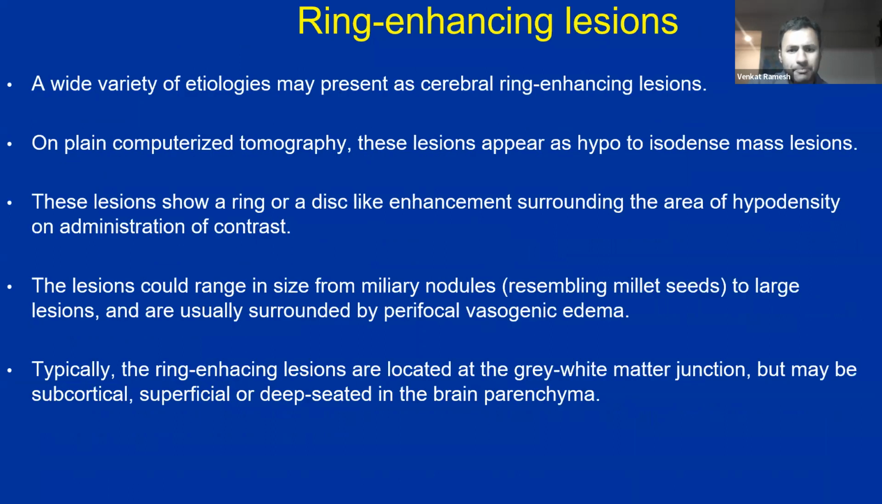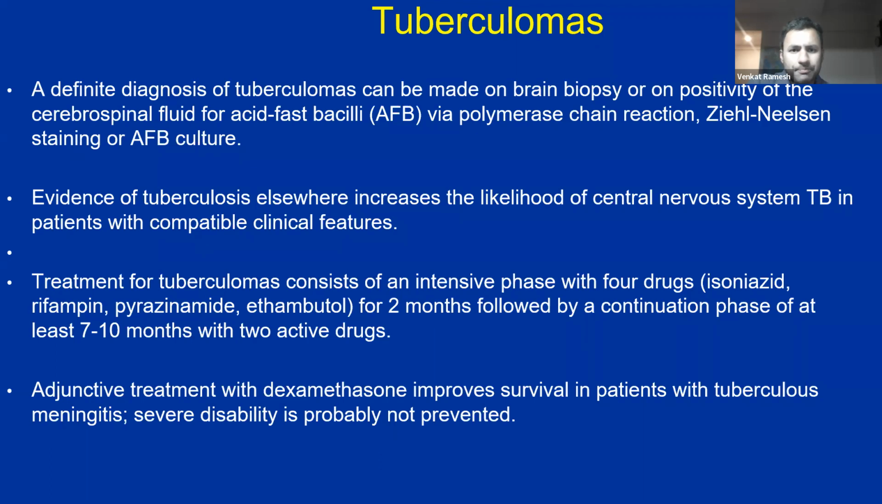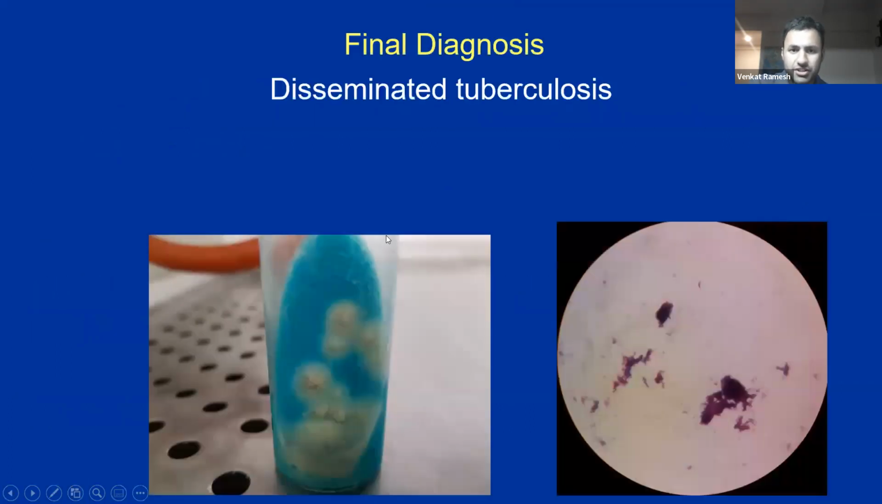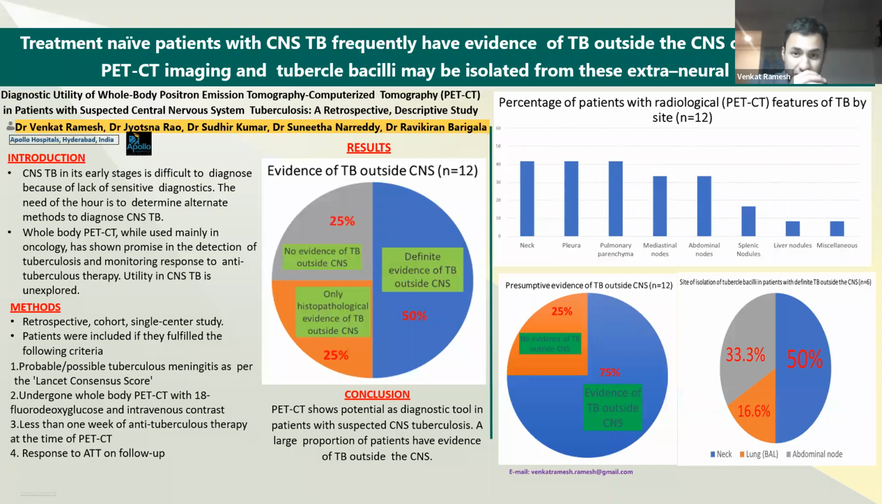I really won't go into too much depth because I try and cover as much as I can. A definite diagnosis can only be made on brain biopsy or a CSF that is positive, but evidence of tuberculosis elsewhere increases the likelihood of CNS TB in patients with compatible clinical features. So the final diagnosis in this case was disseminated tuberculosis. And we did a study on the diagnostic utility of whole body PET-CT in patients with suspected CNS tuberculosis. I presented this as a poster at the annual Infectious Disease Society of America meeting.